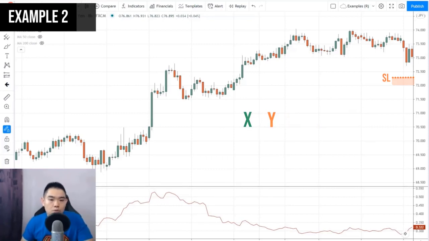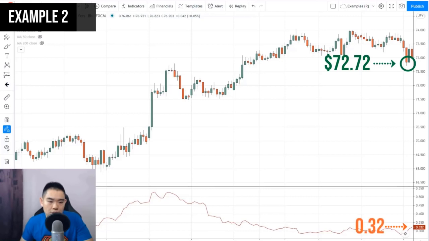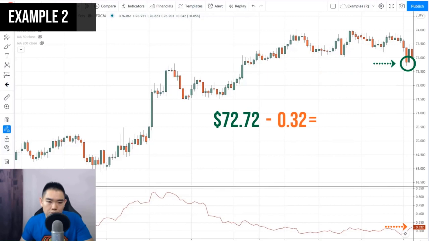So let me walk you through how to actually set your stop loss. What you want to do is find out what is the low of support. In this case, the low of support is on this candle here, and the value is about, from what I'm seeing over here, 72.72. So you just look at this L value, which is the low of the candle, and you can see it's about 72.72. So I'm going to take 72.72 and minus 32 pips, which is 0.32. That is going to give me a value of about 72.4. Am I right? Okay.